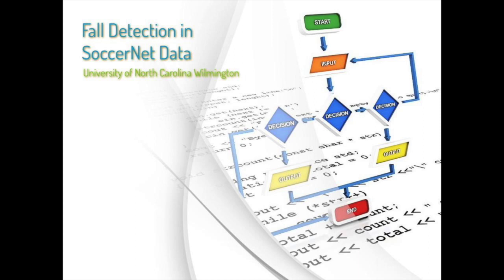The paper is titled Fall Detection in SoccerNet Data, authored by myself, Jonathan Sturdivant, Brian Alvarez, Savitha Rachuri, and Dr. Gulistan Dogan from the Department of Computer Science at the University of North Carolina, Wilmington.